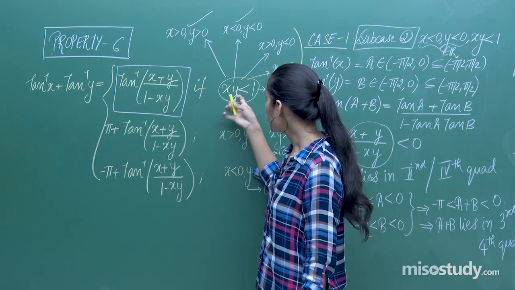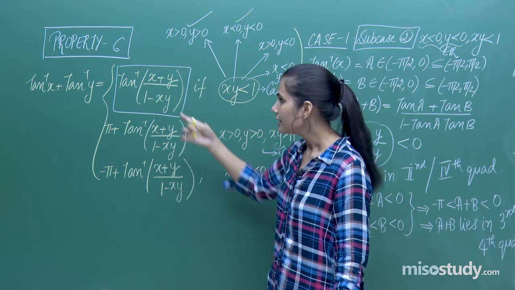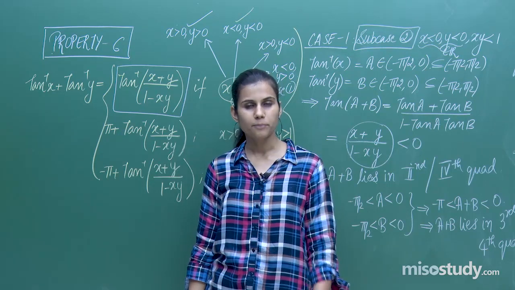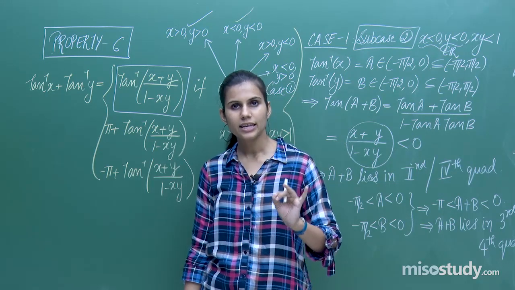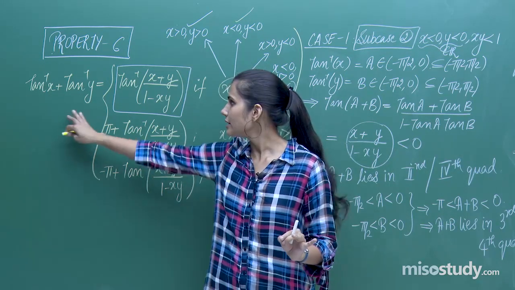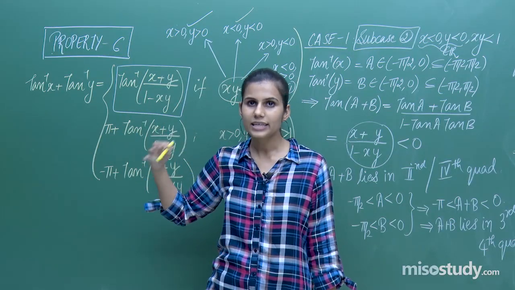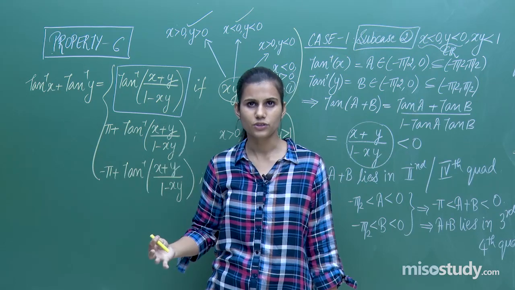But if x into y is not less than 1, if it is greater than 1, then my answer is going to change like this or like this. But if x into y, the product you have to take of the arguments, comes out to be less than 1, your answer is fixed, which is this. Clear? If it is not less than 1, if it is greater than 1, then that's a different story.